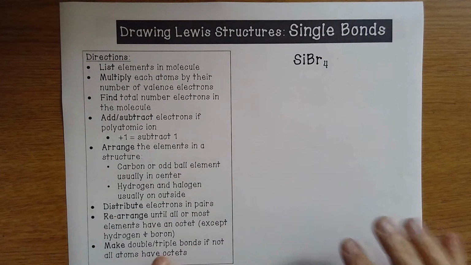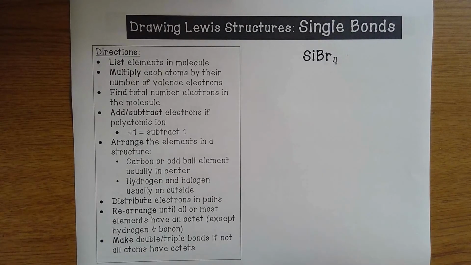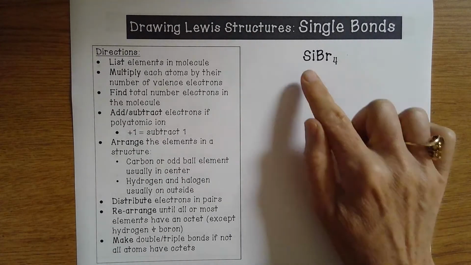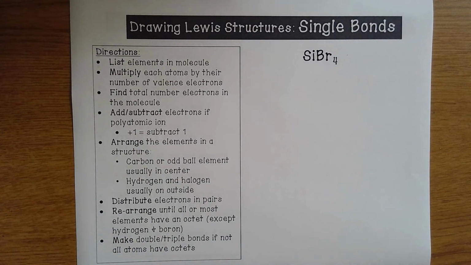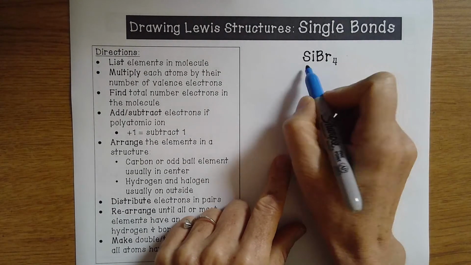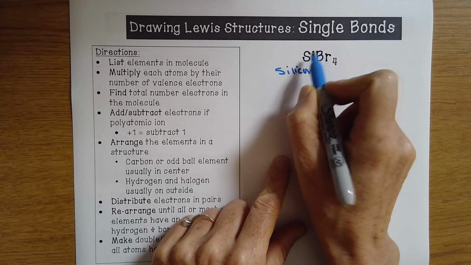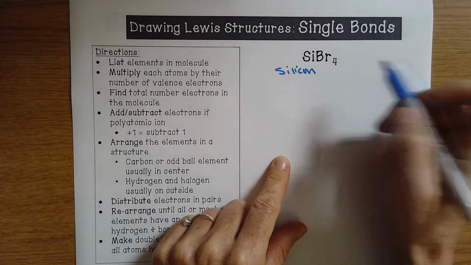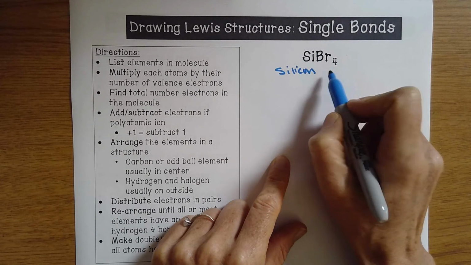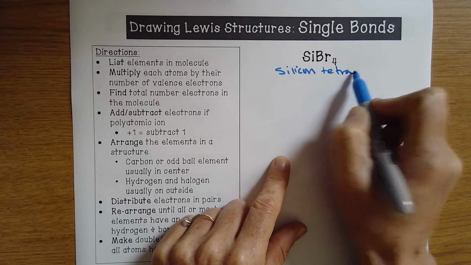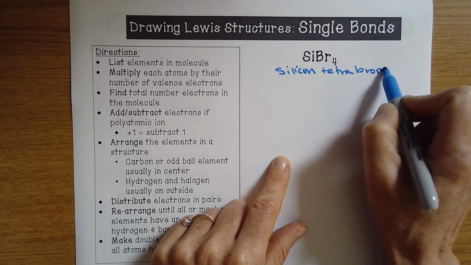We're going to start here with silicon tetrabromide, or SiBr4. The name of this would be silicon because there's a singular Si, so we don't have the prefix mono, and there are 4 bromines, so it's tetra for 4, and then bromide.